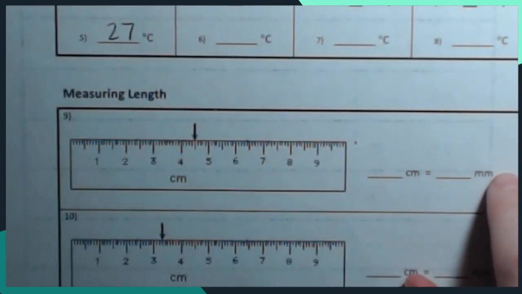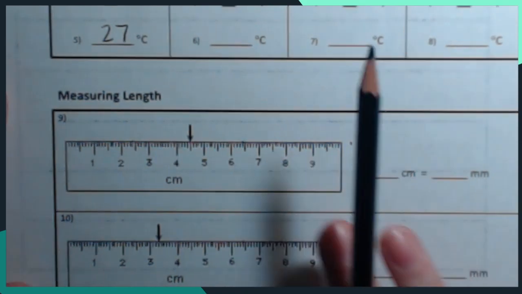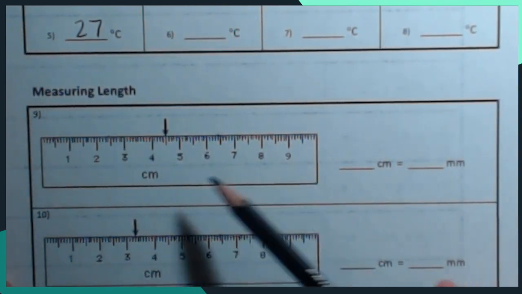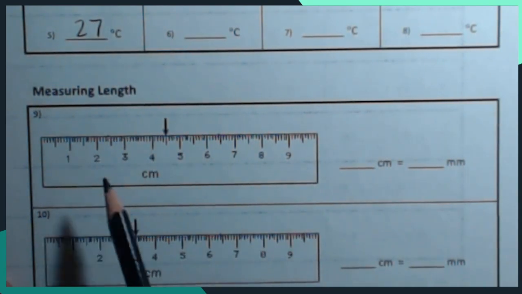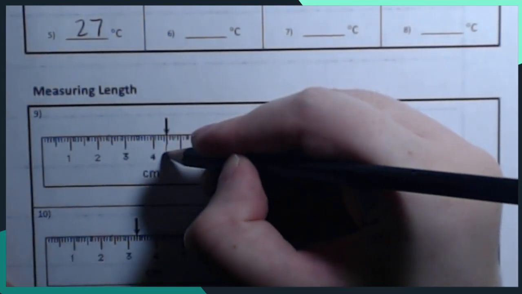Finally, on this back side here, we have a couple rulers. I know you've used rulers in the past, so this is your chance to prove me wrong. Okay, you have to do a double conversion here, by the way. I have given you a centimeter ruler, and you're converting it to millimeters. All you're doing is you're looking to where the arrow is pointing. In this case, the arrow is pointing here.